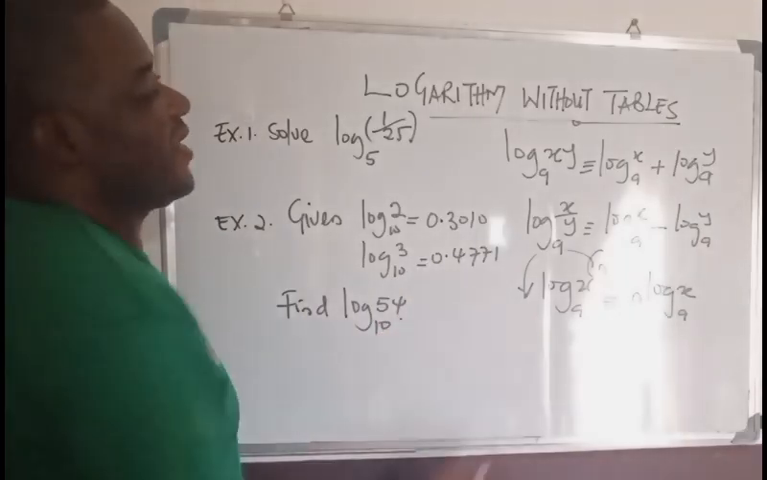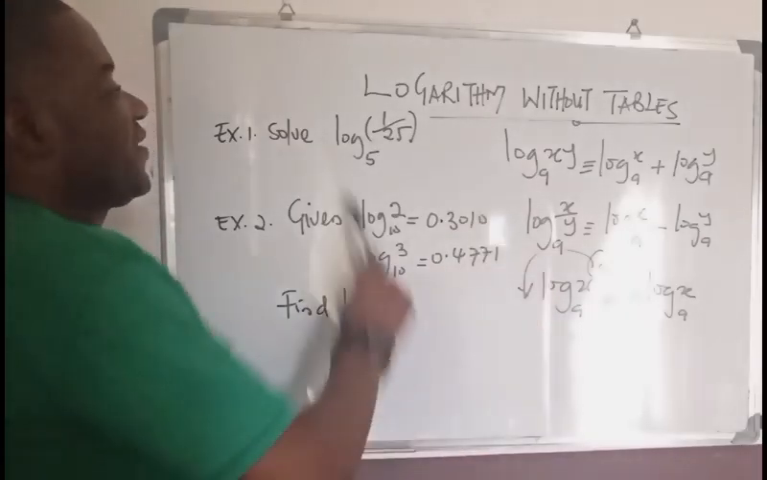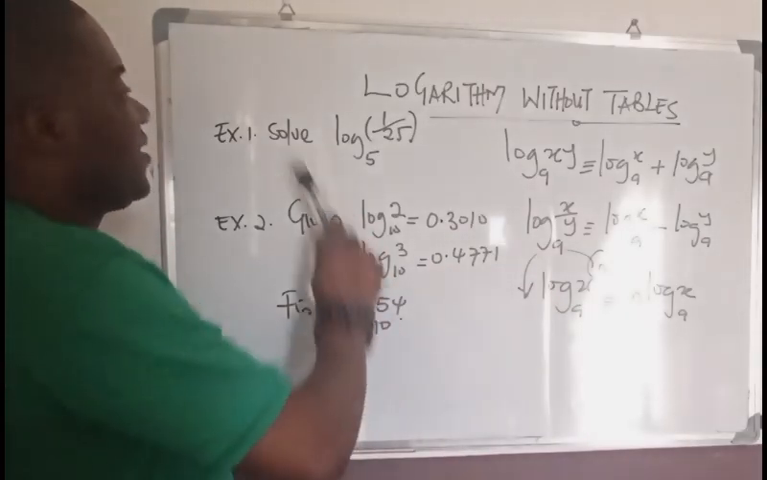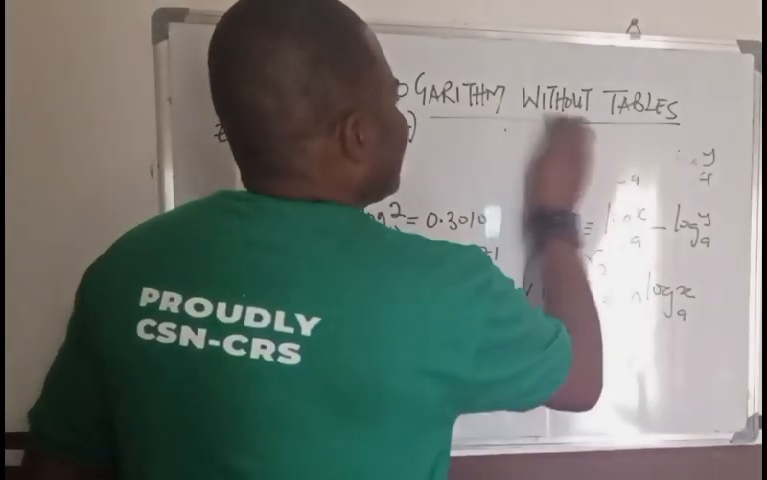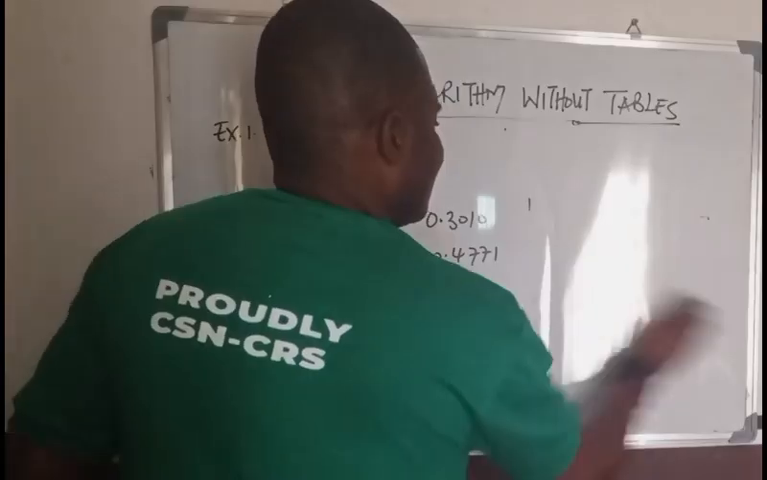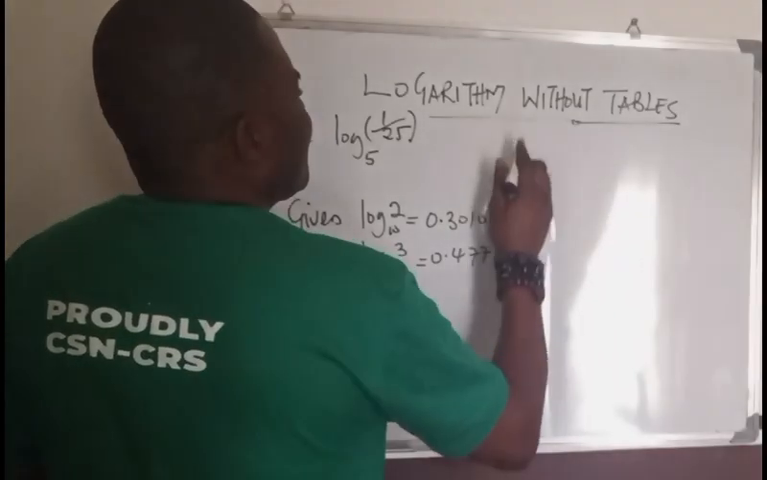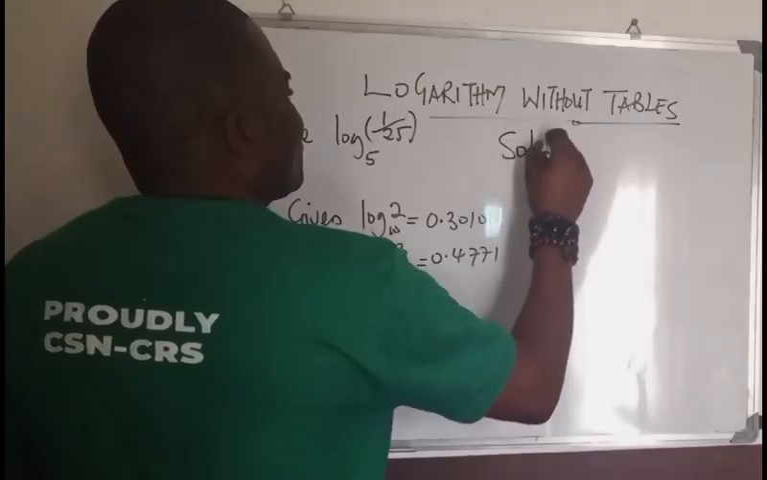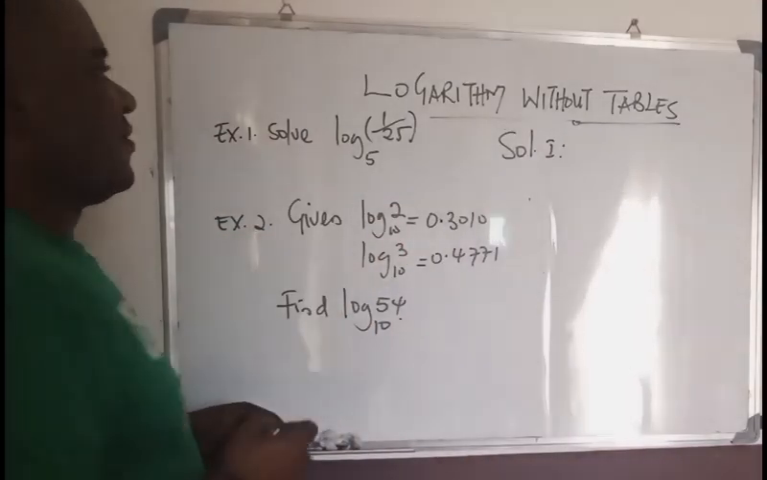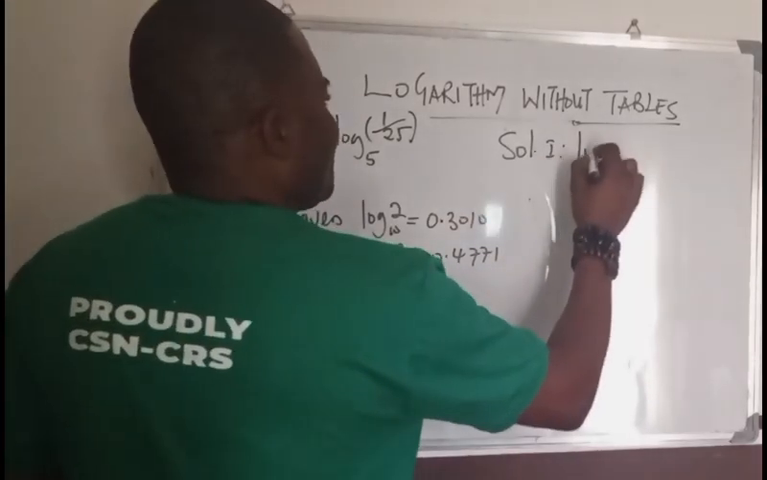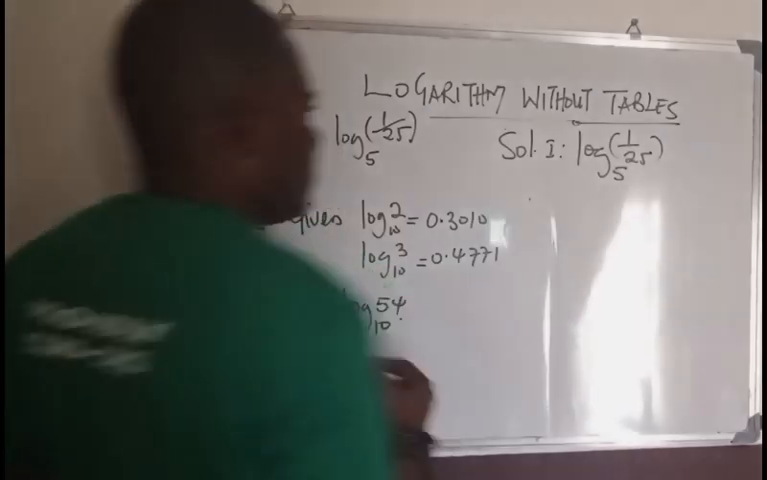Okay, let's see how we can apply these logarithm laws that we have put down here to solving this problem. We're going to first start by solving the first problem. Now solving solution 1, which is this. Now you know that we are given the log of 1 over 25 base 5. We are given that.